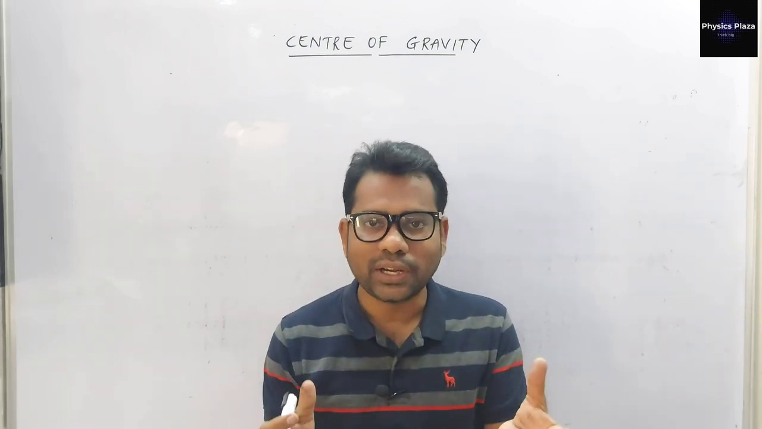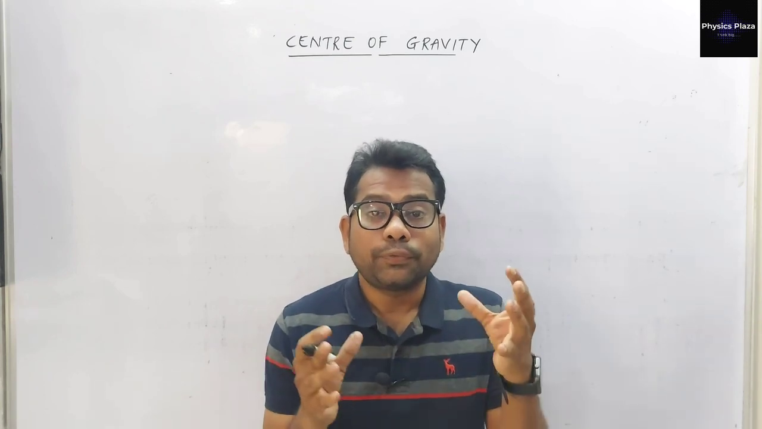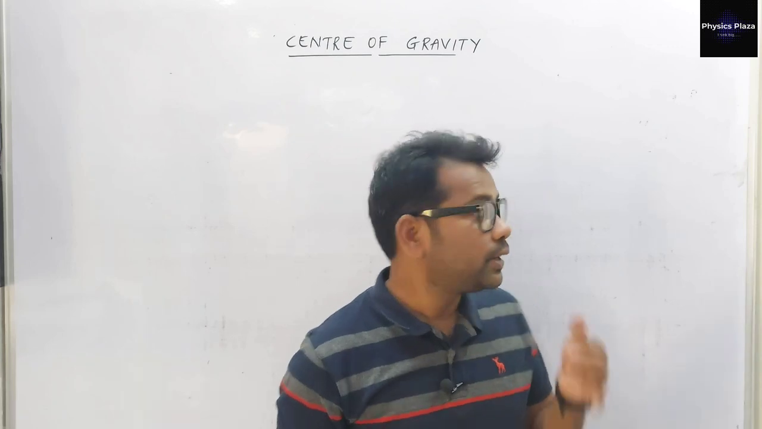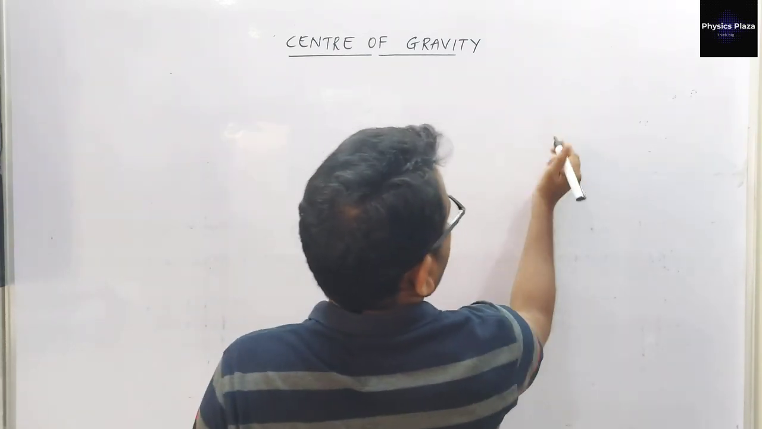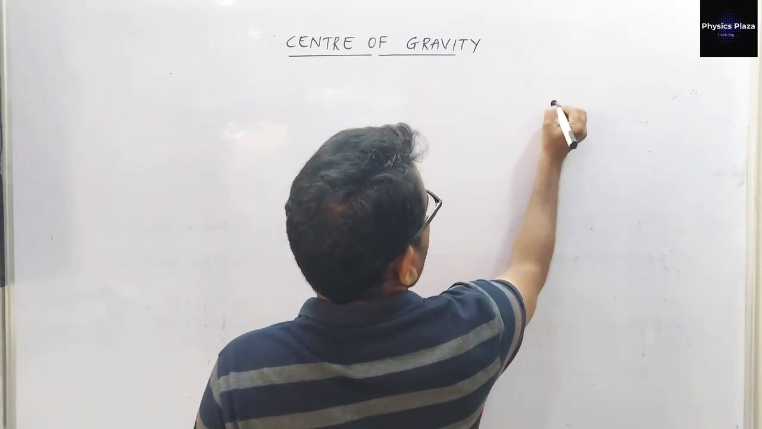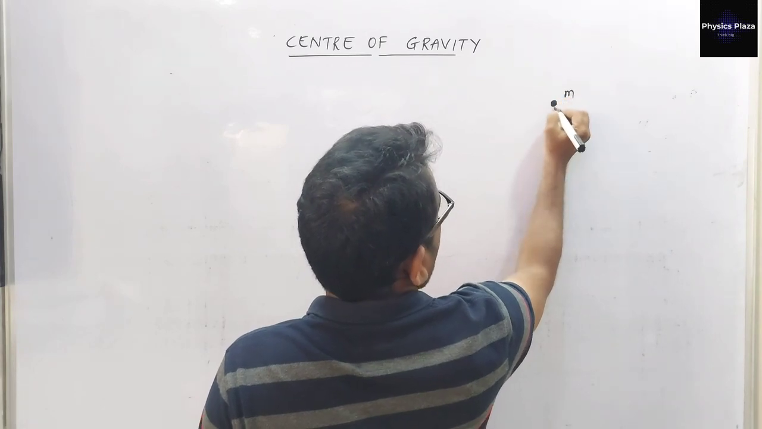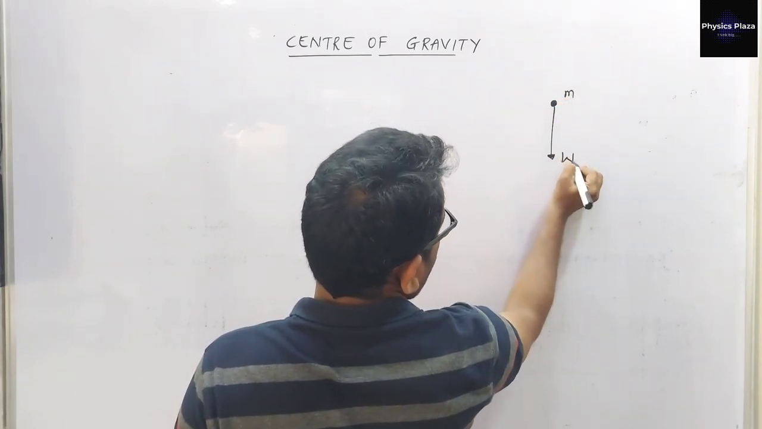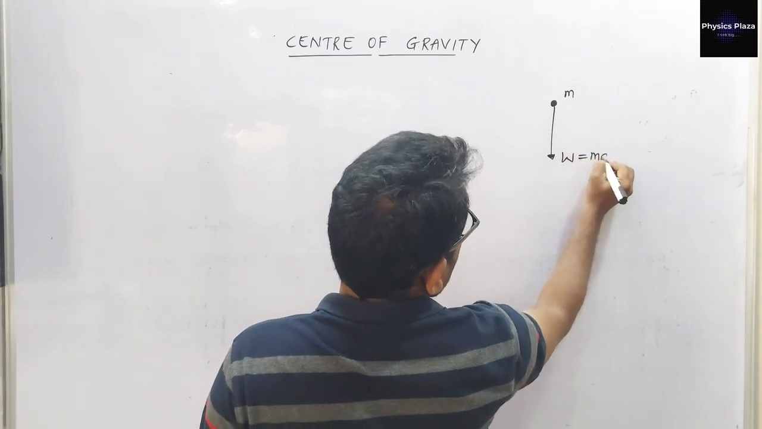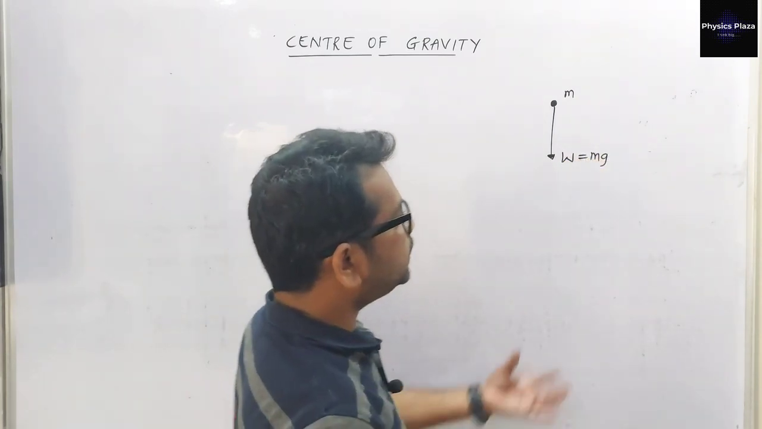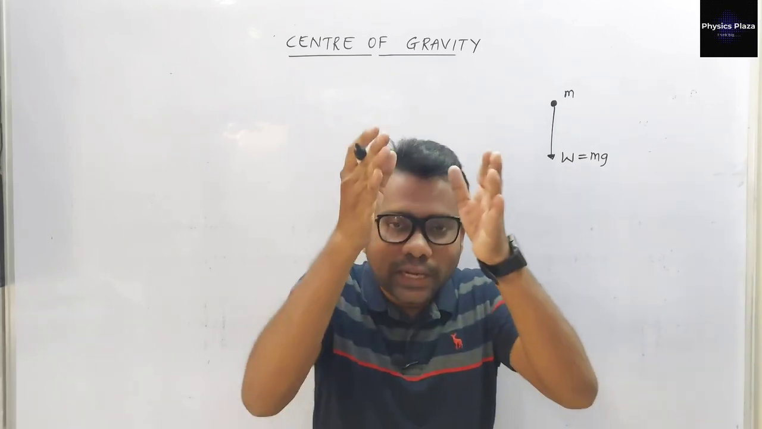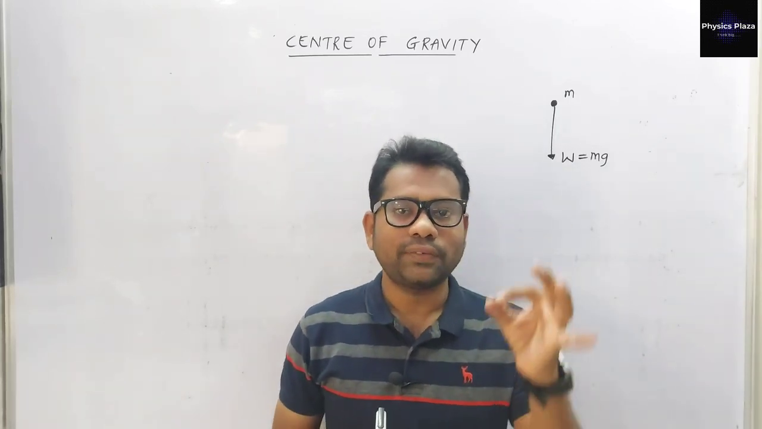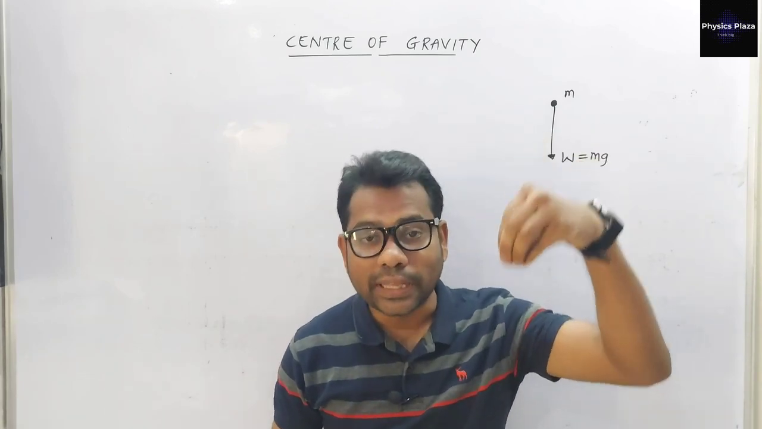So children, what is weight? Weight is nothing but the force with which an object is being pulled by the earth. Is that clear? Fine. Suppose we take one particle and let us say its mass is m. Obviously, it has some weight, W is equal to mg. But children, don't forget that the weight will act vertically downwards only. Very, very important. Weight of an object always acts vertically downwards.